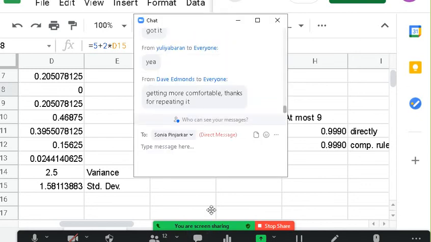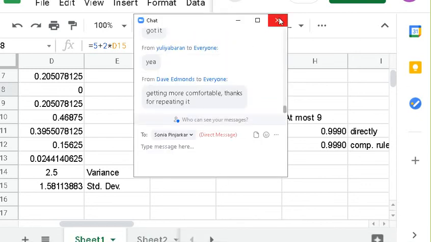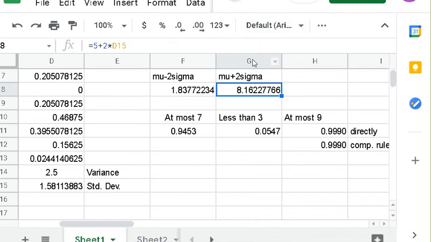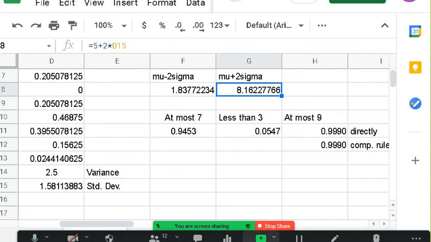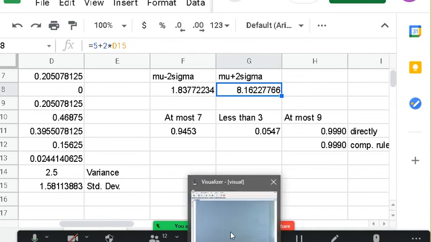Good deal. All right. Anything else on this one? Okay. Let's call it a day on this section. Move on to section 5.2.